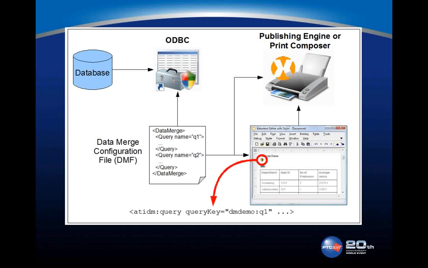You have a data merge configuration file, which gives Arbortext information about where the database is, how to access it, what you want to get out of it, and so on. Then in the editor, you insert a query to pull the data out of the database, and then you can send that to the publishing engine, or if you're using Print Composer, you can print that way too, and it will incorporate the data in the published output.